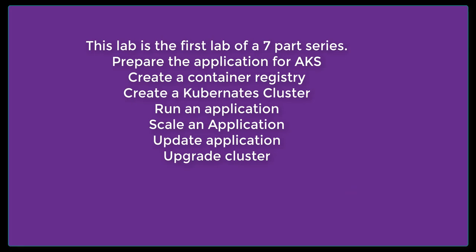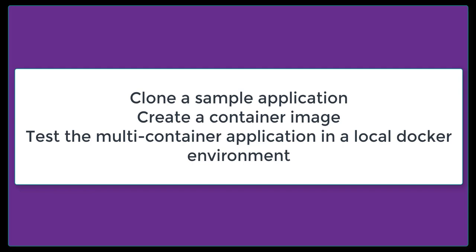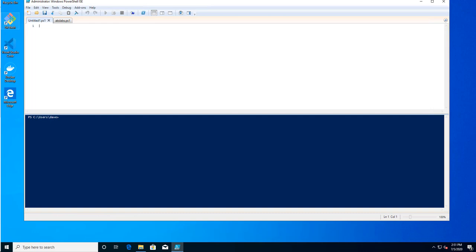This lab is the first lab of the 7-part series: Prepare the application for AKS. Then we'll create a container registry, create a Kubernetes cluster, run an application, scale an application, update an application, and upgrade the cluster. Each line is a new lab. In this lab, we are going to clone a sample application, create a container image, and test the multi-container application which we made in a local Docker environment.